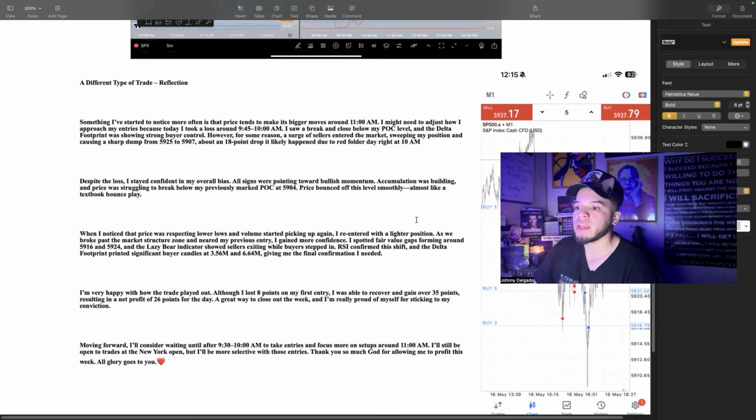But the most important thing was the Delta footprint chart. Sorry, the Delta footprint printed a significant amount of buyer candles at 3.56 million and 6.464 million, giving me that final confirmation that I needed, that, hey, buyers are coming into this position. And then I wrote this, guys.